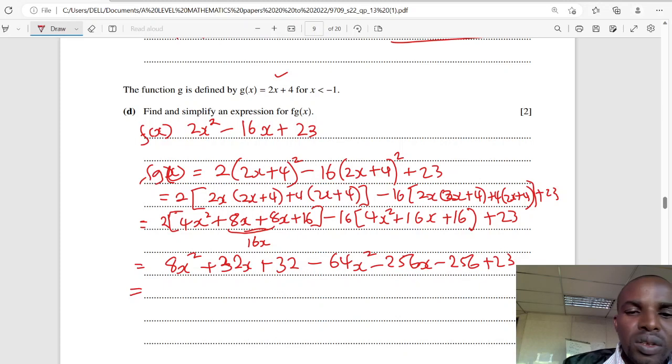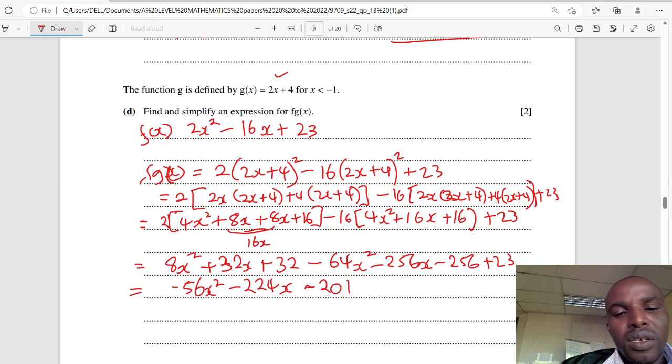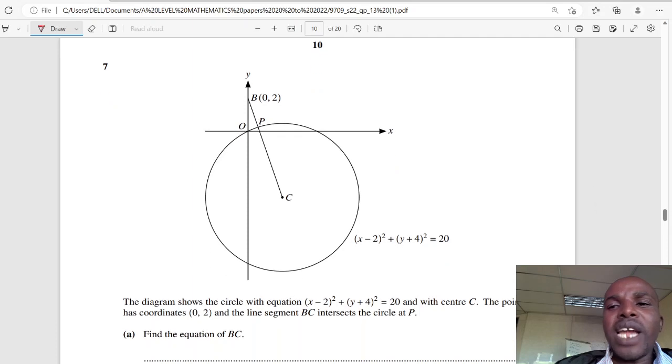64 minus 8, you get 56. So it's minus 56x squared. Then 32x minus 256x. 32 minus 256, you get 224. Then 32 minus 256, then plus 23, you get minus 201. Then this one is a simplified format. Right, done. Next, question number 7.